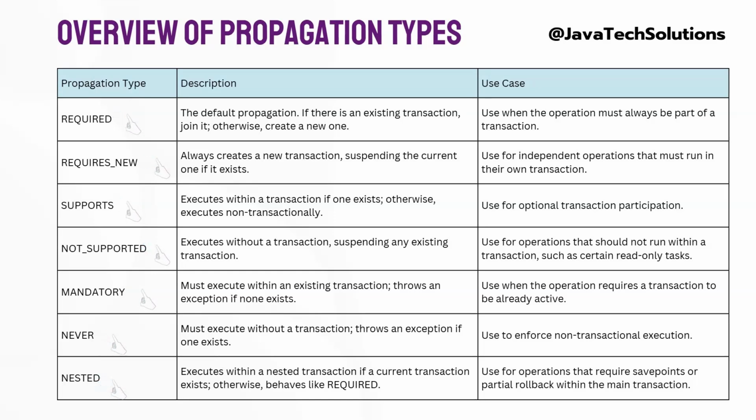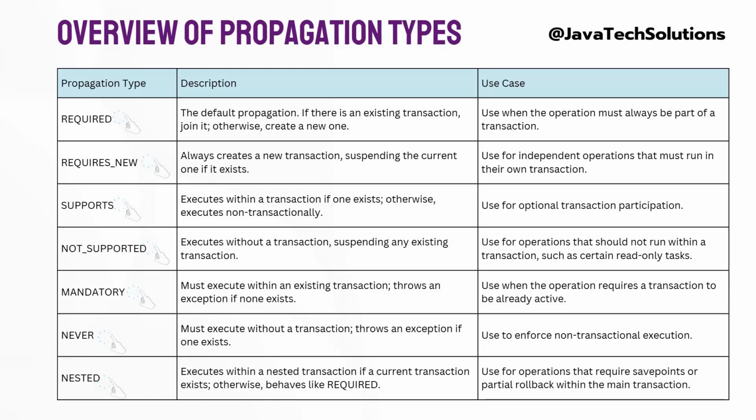The supports will play along if there is a transaction but doesn't mind if there is no transaction. Okay, meaning if there is no transaction going on, then it will basically execute non-transactionally. Not supported means it executes without any transaction. If there is any transaction going on, then it will suspend the current transaction. Mandatory means it must execute within an existing transaction, else it will throw an exception if none exists.